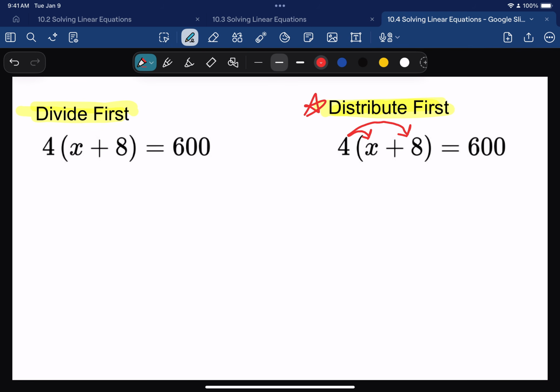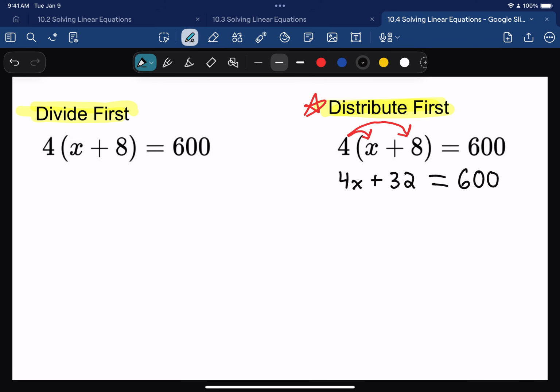Okay, I find it helpful to draw out these arrows so we don't get confused in what we're doing. So 4 times x is going to be 4x because we don't know what x is, plus 4 times 8, which is going to be 32. Okay, 8 times 4, 32, very nice. And this is still going to equal 600. So we've just distributed the 4 inside of our brackets.